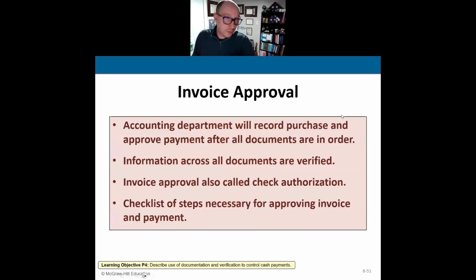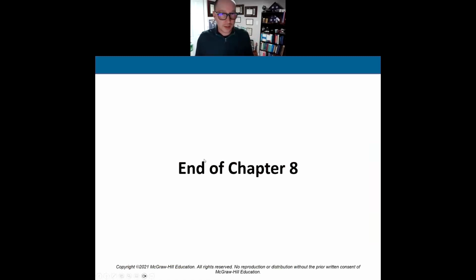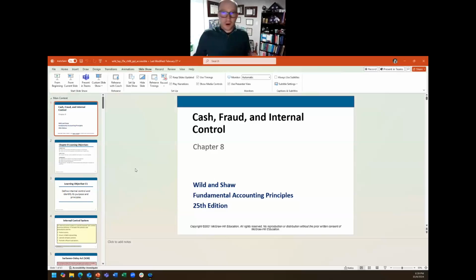Same for the invoices, goes through an approval process. Same for vouchers, goes through an approval process. Again, documentation, very, very critical in accounting. Just gotta make sure everything matches up with what actually happened. So that is the end of our discussion on cash fraud and internal controls.